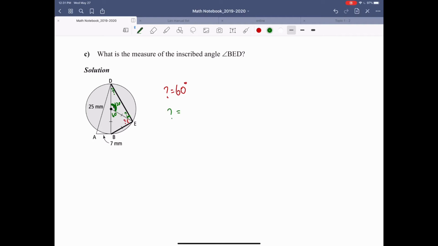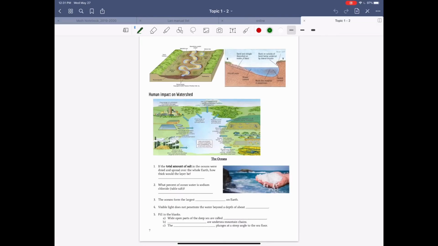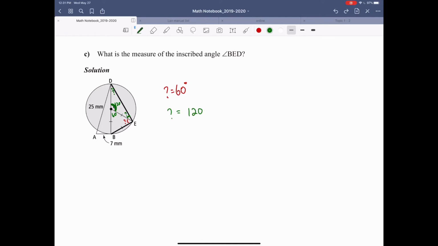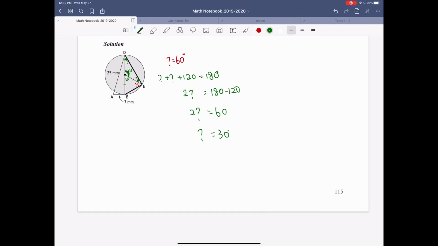So the two question marks, angle E and angle D here, added up with 120 will give you 180 degrees, because that's one isosceles triangle. So 2 question marks will equal 180 minus 120, which is equal to 60. 2 of the question mark equals 60. 1 question mark will give you 30 degrees. So the green question mark is 30 degrees.